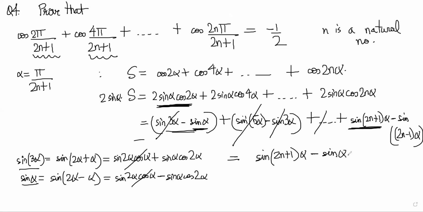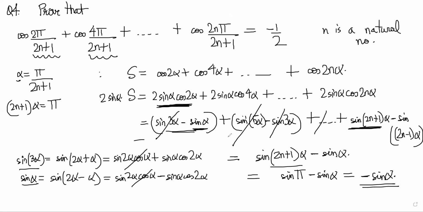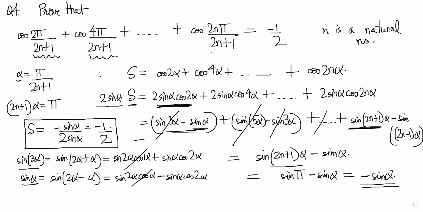So you will eventually, you can check yourself, it will become sine of 2n plus 1 alpha minus sine alpha, right? Now that is really nice because we know that alpha was pi by 2n plus 1. Therefore, 2n plus 1 alpha is equal to pi. So this is simply sine pi minus sine alpha. So basically, this is equal to minus sine alpha. Now, if this is equal to minus sine alpha, this series was equal to 2 sine alpha into s, and therefore s is equal to minus sine alpha by 2 sine alpha, which is minus half. So we have proved that the sum of this series is minus half.